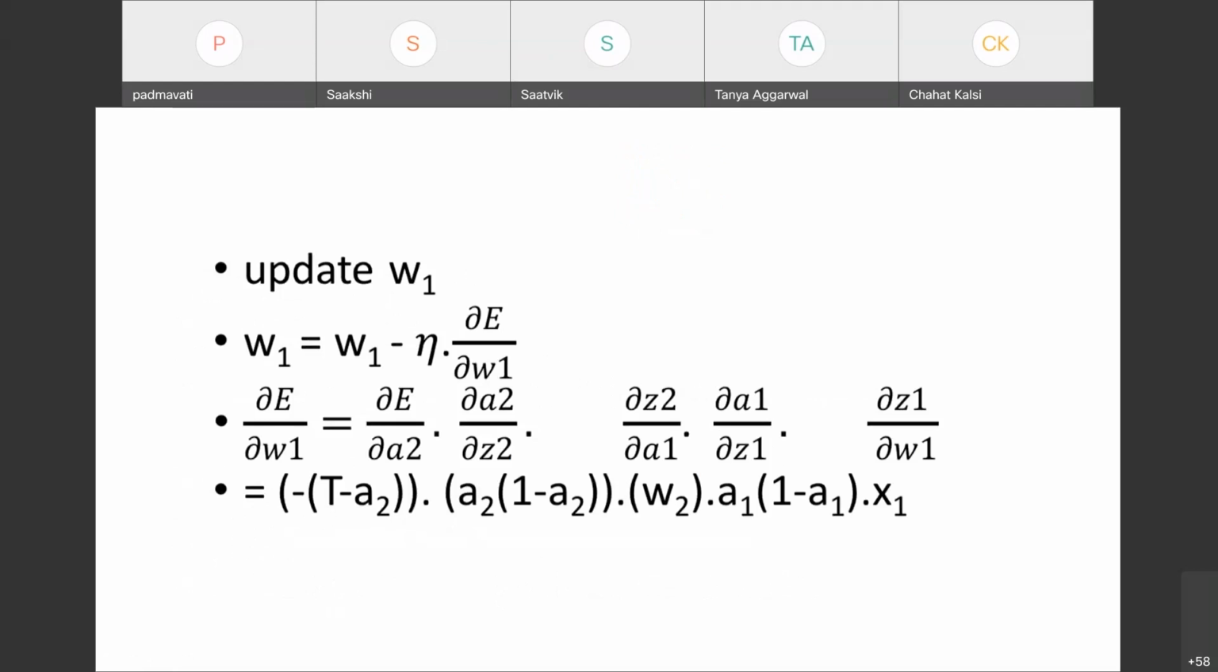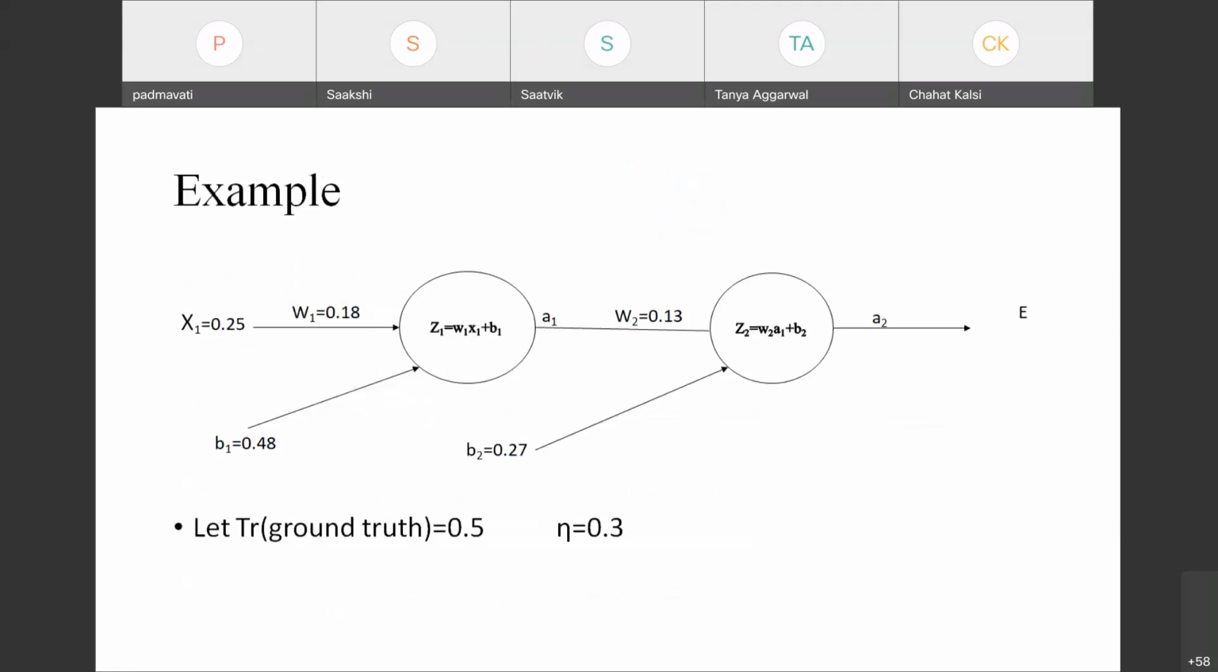Now, what we have done in the previous case, we have computed the derivative of E with respect to W2 and the derivative of E with respect to B2. Now we need to compute the derivative of E with respect to W1 and the derivative of E with respect to B1. Correct?